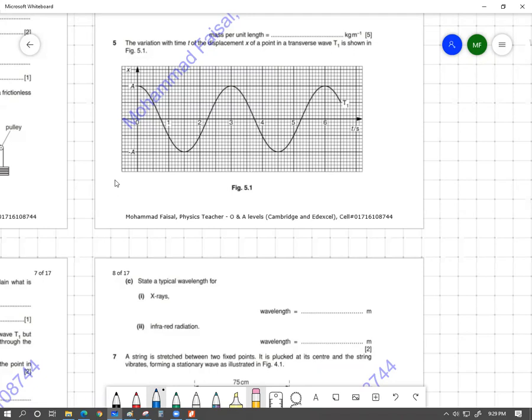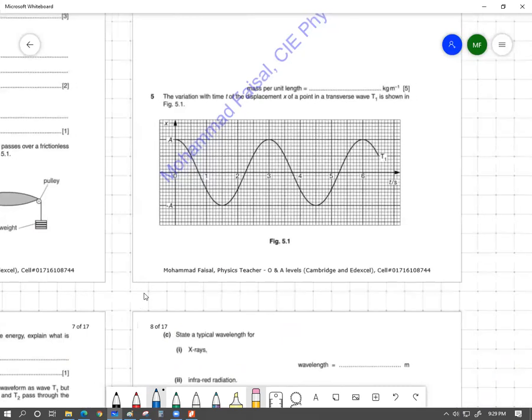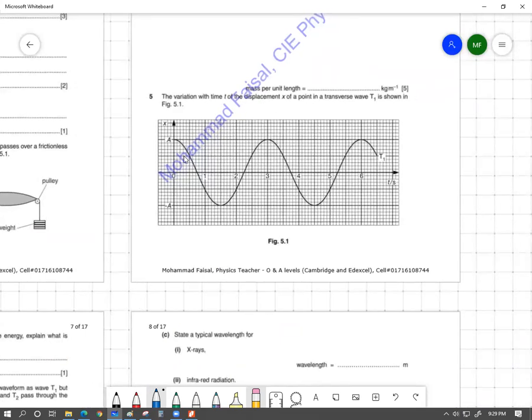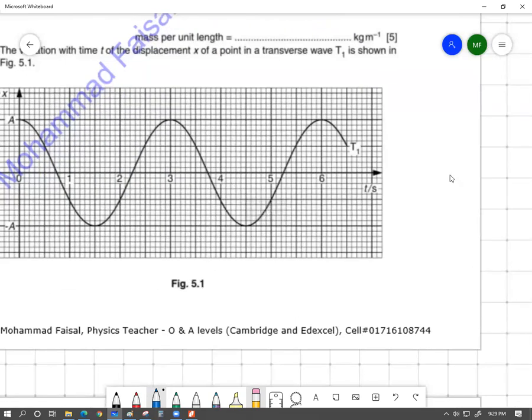What I mean is, because we are trying to draw a lagging wave of this waveform, all the necessary relevant points, crest, equilibrium, trough, have to be moved to the right. And how much should we move them? That's the important bit. The question is asking that the second wave should lag behind by a phase angle of how much? 60 degrees. Now, a 60 degree phase angle should mean how many horizontal divisions for this figure?